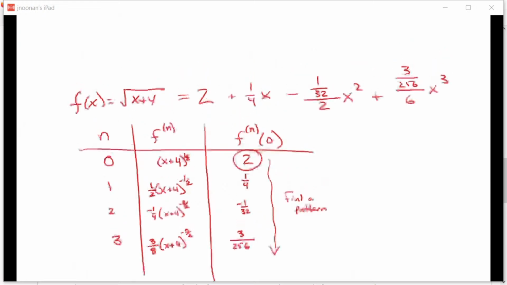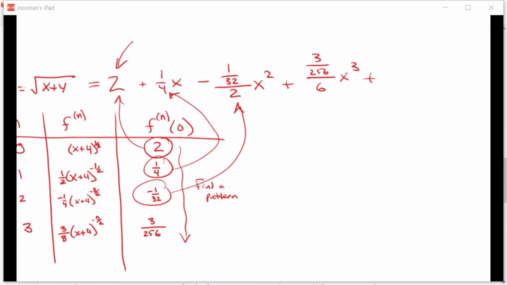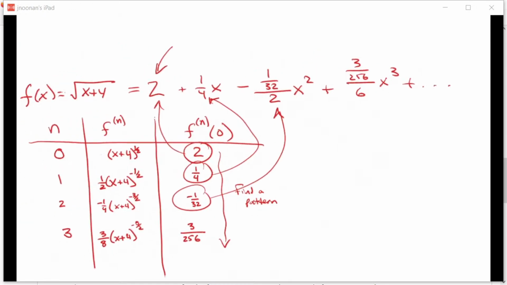Okay, so what am I doing here? I've got the first number. You just got that right there. The second number is always times x. The third number gets divided by 2 factorial. 2 factorial is just 2. And then the fourth number ends up being divided by 6. You would continue in that fashion. Sadly, there's not a strong pattern here.